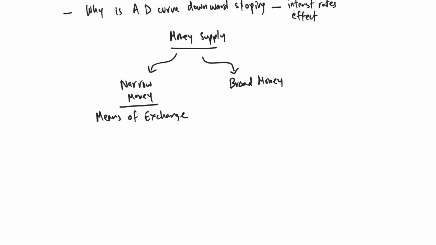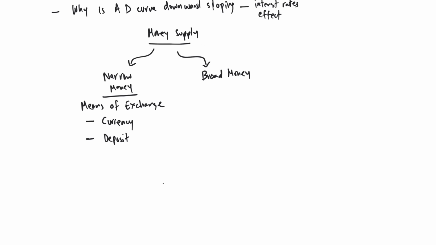So for us, this may include your notes and coins, so your currency, and may also include sometimes your deposits, what we call those deposits which do not give you any interest. So we call that current account. Sometimes we call it your cash deposits. So that is part of what we call narrow money.